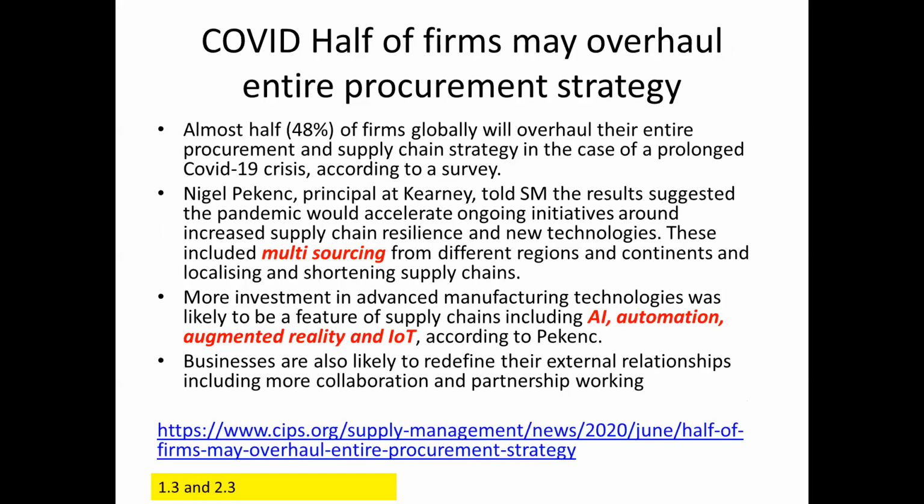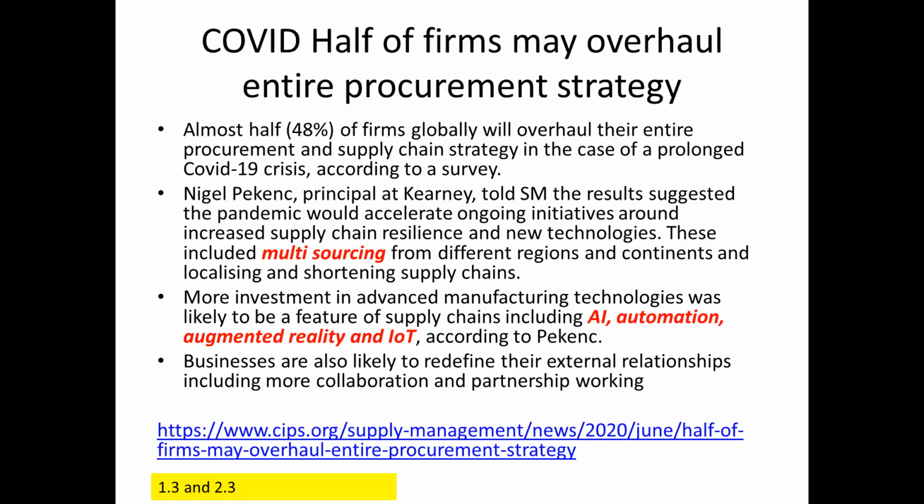There's one there, Supply Management, our own magazine, in June. Half of the firms may overhaul their entire procurement strategy in the case of a prolonged crisis. The results suggest the pandemic will accelerate initiatives around the world to increase resilience and new technologies, and back to the multi-sourcing instead of single from different regions.